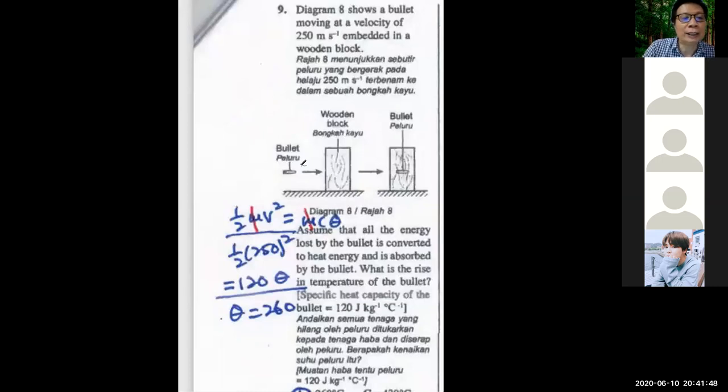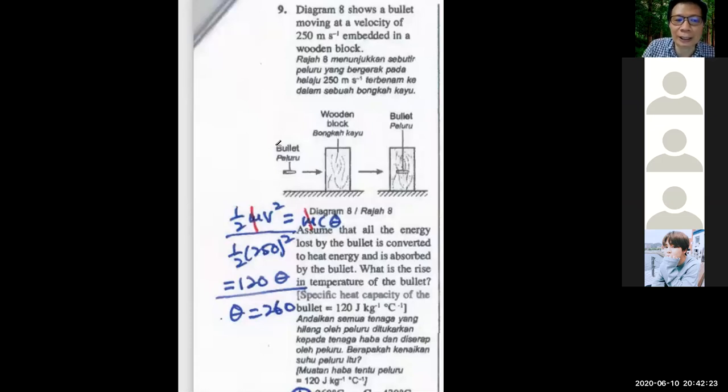The diagram shows a bullet moving at velocity 250, very fast, embedded into a wooden block. The bullet shoots into the wooden block, and then they move together. Understand? Now the question. Assume that all energy lost by the bullet is converted to heat energy absorbed by the bullet. What is the rise in temperature of the bullet? Specific heat capacity of the bullet is 120.